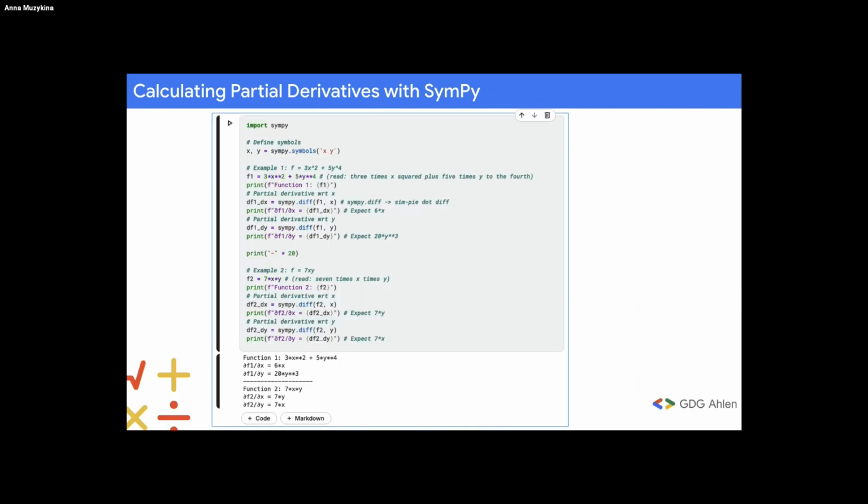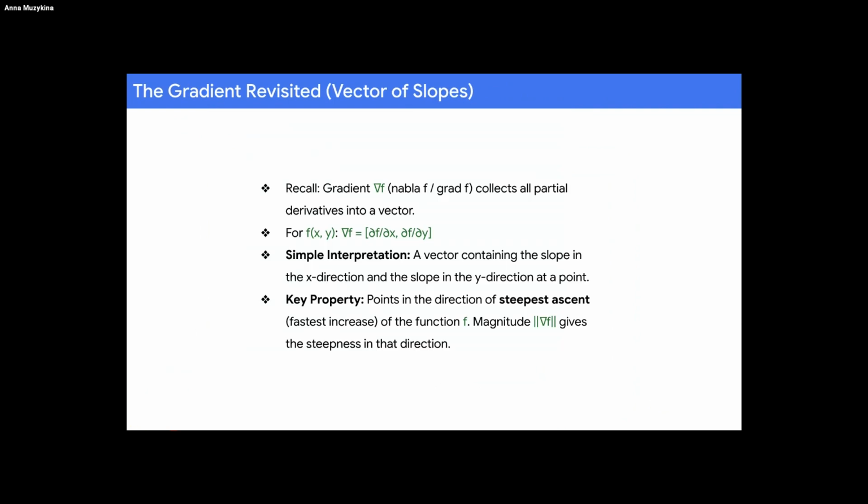For example, let's take a look at this code. We first define x and y as symbols. For our first example function, f1, which equals 3 times x squared plus 5 times y to the fourth. And as you can see, we can calculate quickly. And thanks to SymPy, it directly applies the rules for us, making it very convenient for finding partial derivatives.